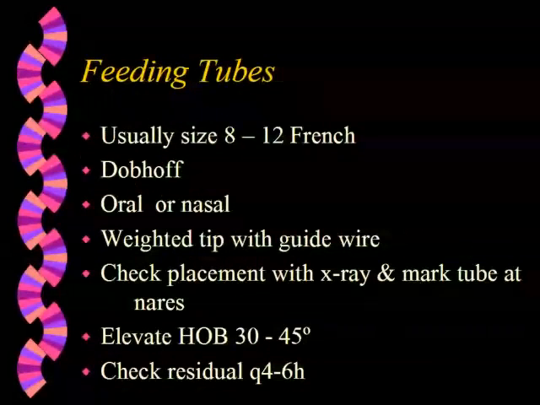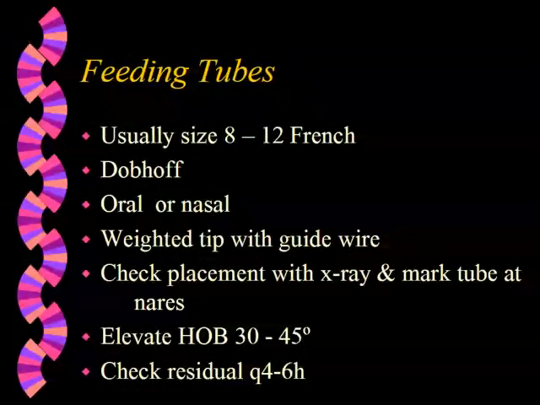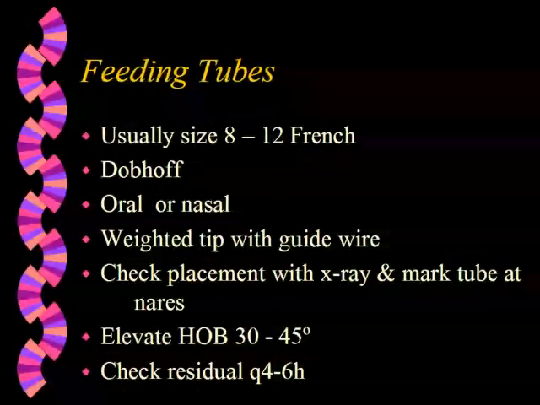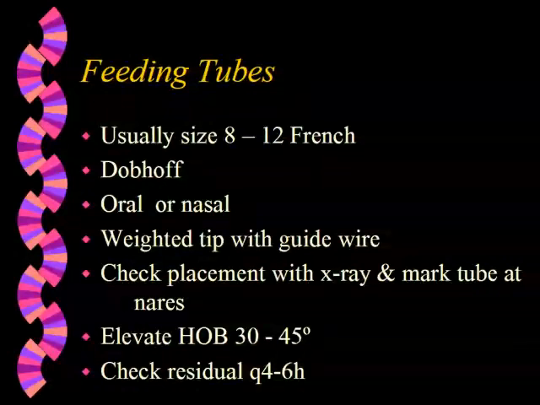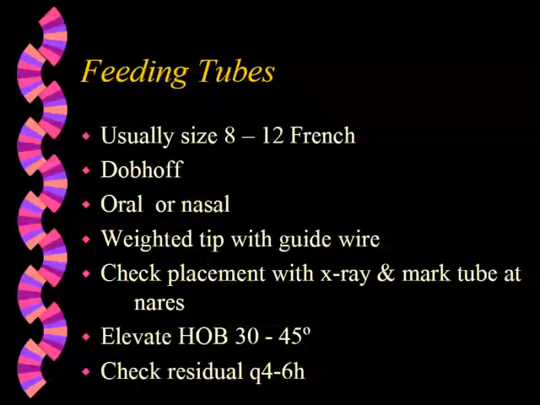Feeding tubes are usually a size 8 to 12 French. The Dobhoff is the one that's used most often. It's very flexible, has a stylet inside of it, and has a weighted tip with a guide wire. You need to check the placement with x-ray and mark the tube at the nares before you remove the guide wire, because once you remove that guide wire, you cannot reinsert it. You activate it by flushing the whole system with some water. The directions come with it. You elevate the head of the bed 30 to 45 degrees when you're giving tube feedings, and you check the residual every 4 to 6 hours and reinstill it.